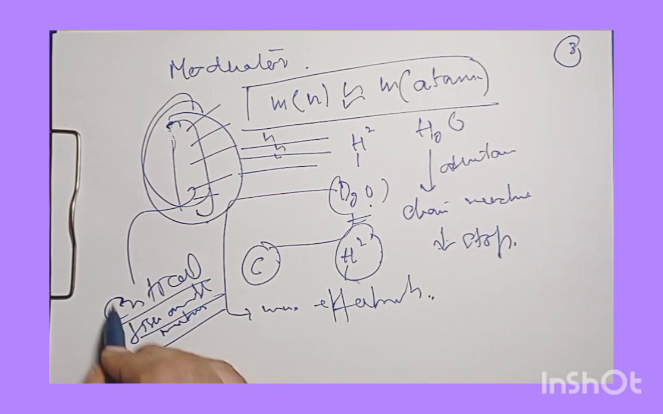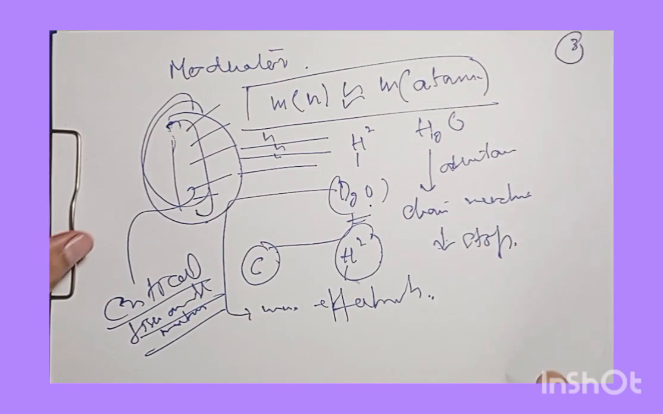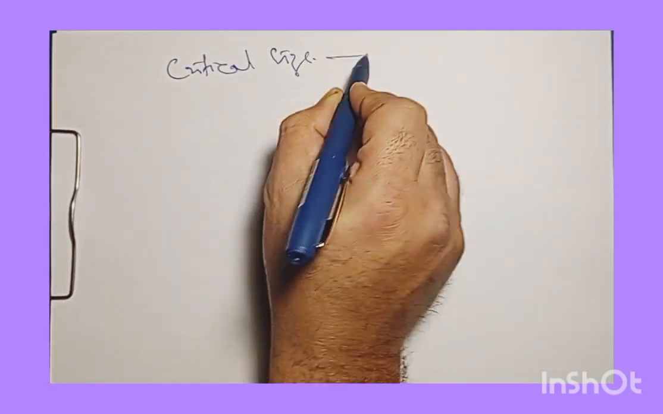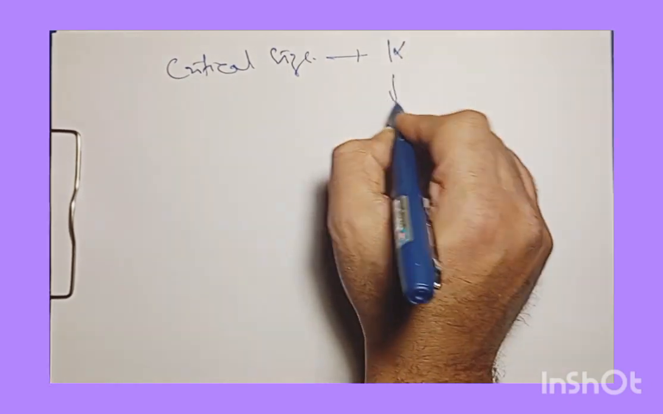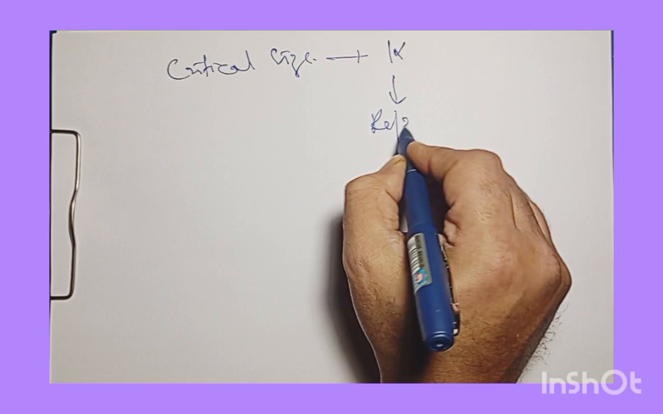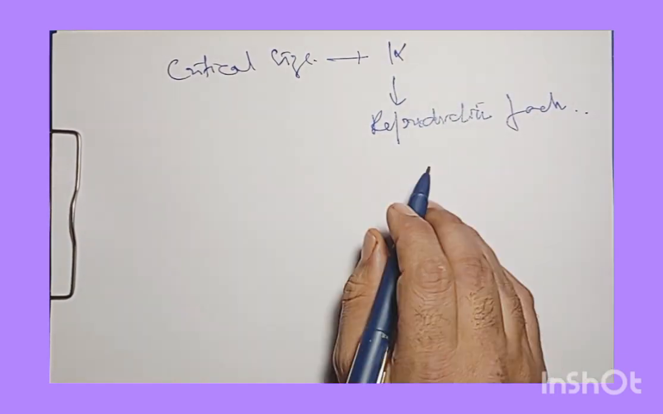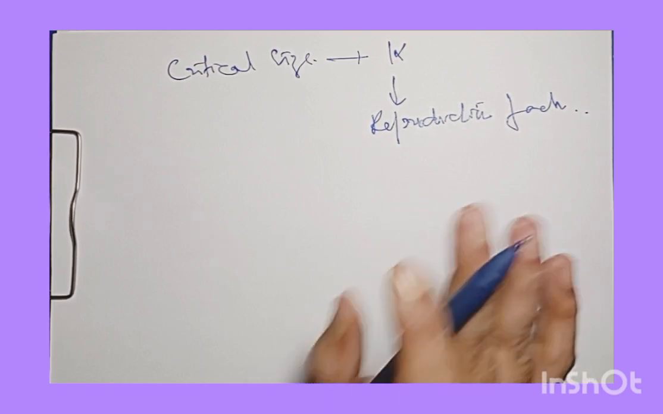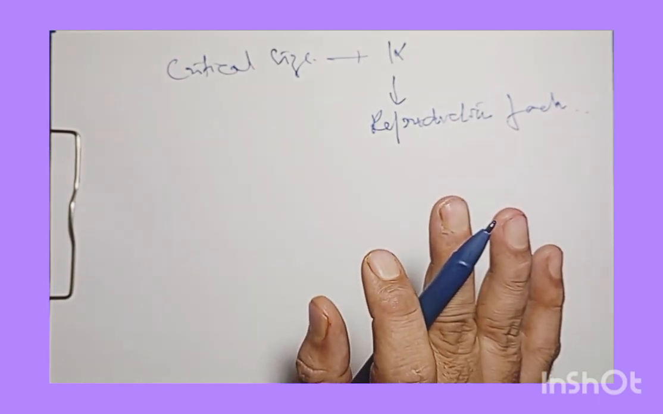Now, this critical size is calculated by a factor, and that factor is symbolized as K. This factor is called the reproduction factor. So this factor will determine whether or not any mass of fissionable material will sustain a chain reaction.